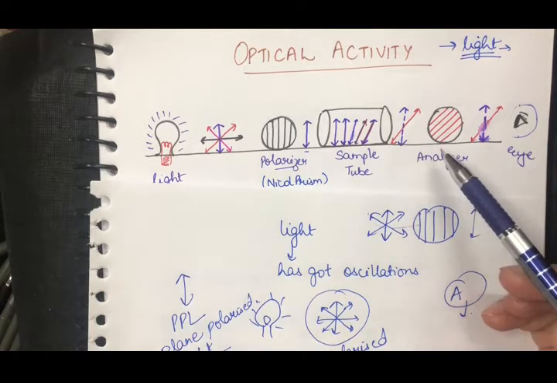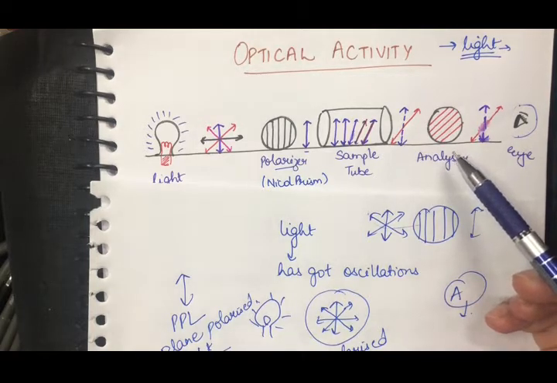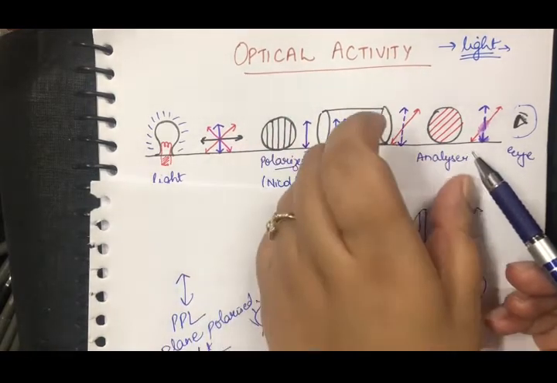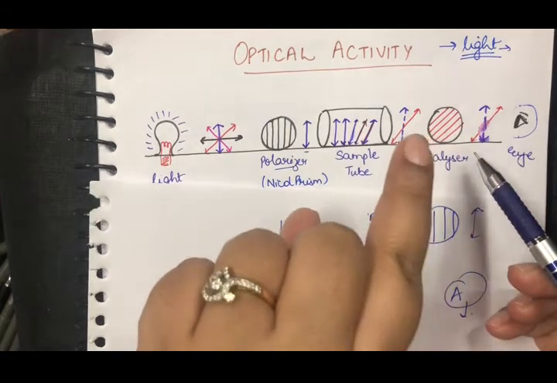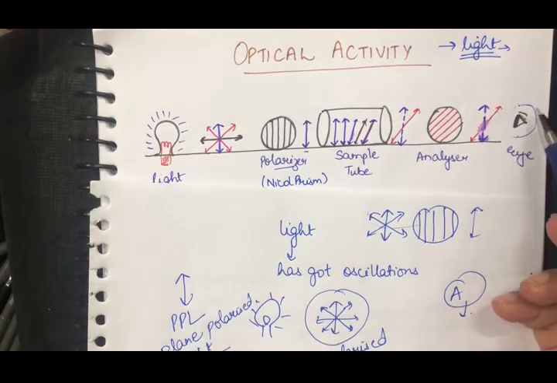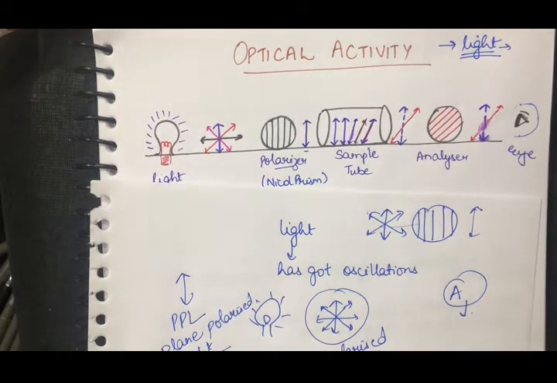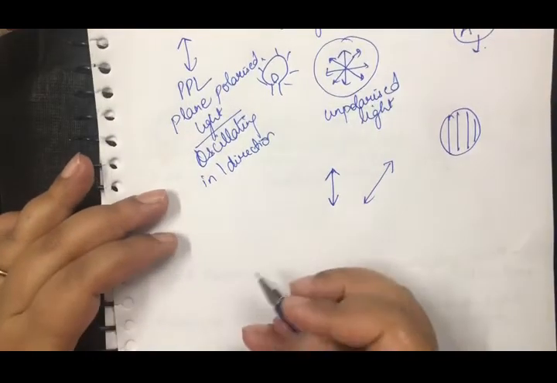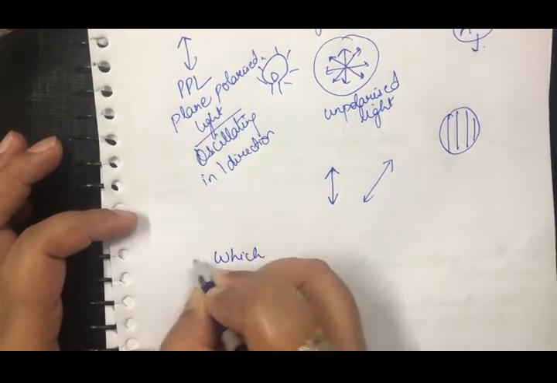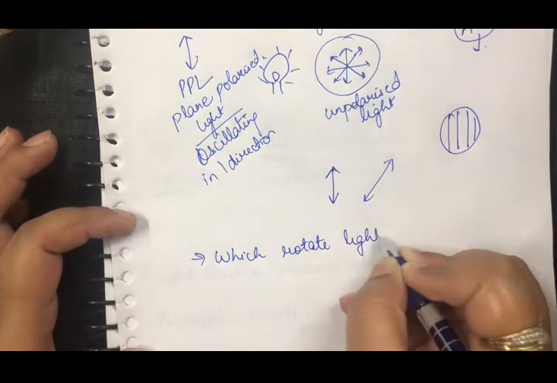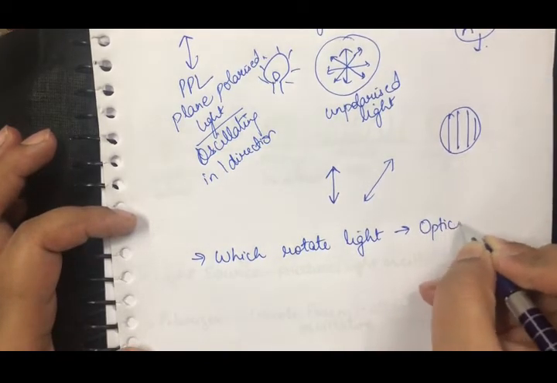Now since I have got this, so only what has happened, the polarizer was like this and the analyzer has been twisted like this. So it has been twisted to a little right hand side, then only you can see it through your eyes. So now only those samples which rotate the light are called as optically active.